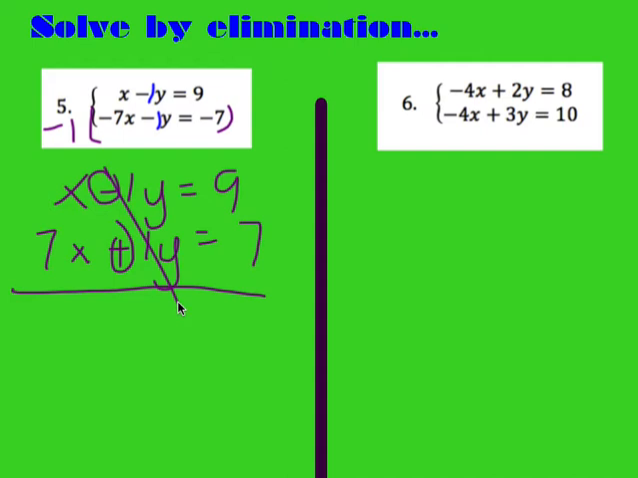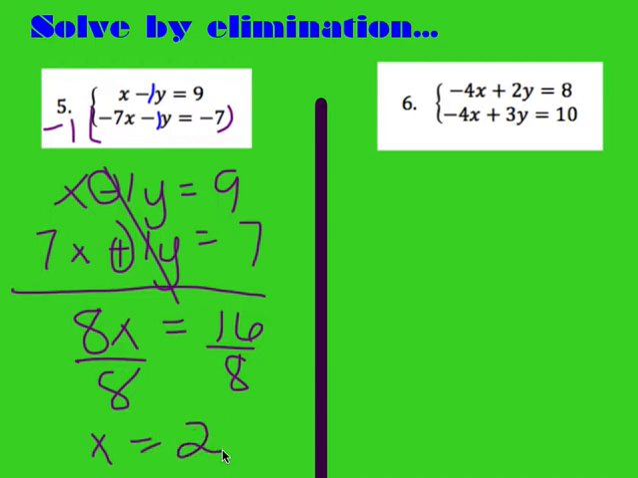Well, x plus 7x is going to give me 8x, and 9 plus 7 is going to give me 16. Divide both sides by 8, and I get that x is equal to 2. So now I need to plug in that x. And guess what?